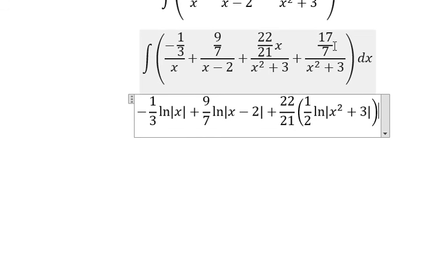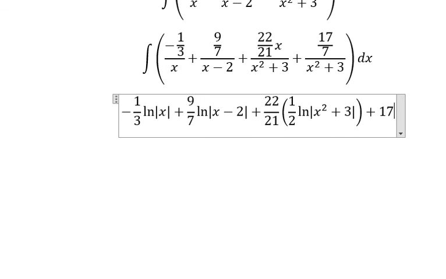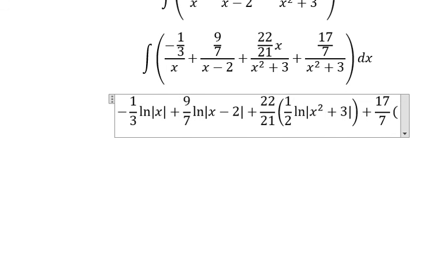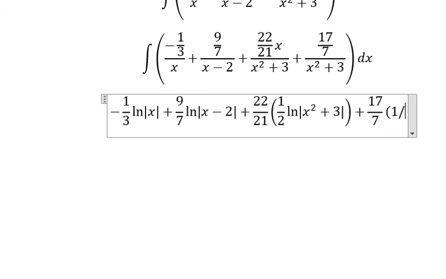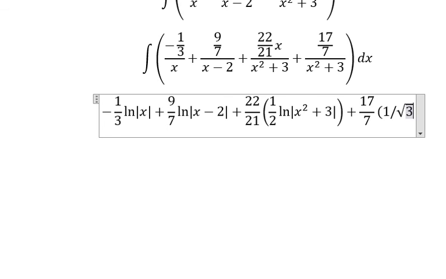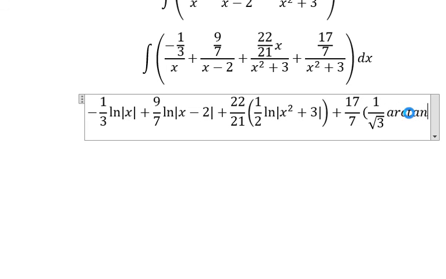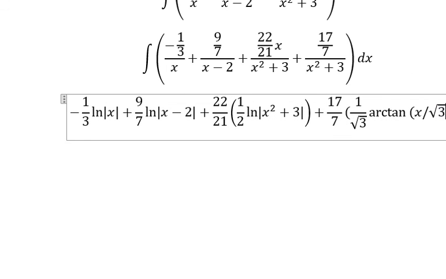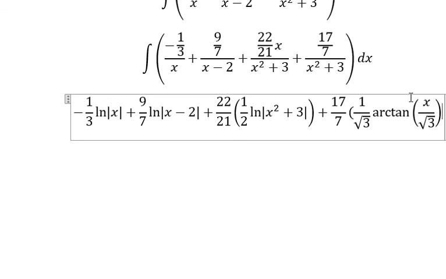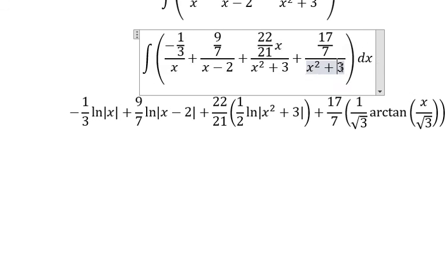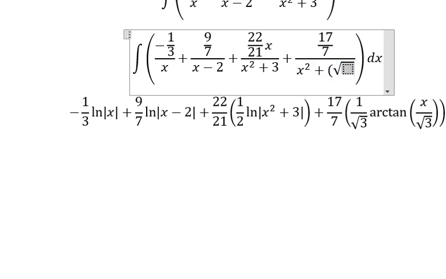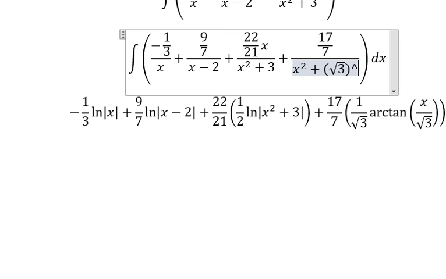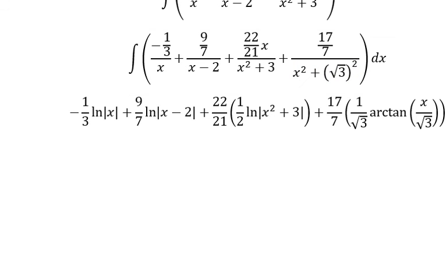The integration of this one, we have 17 over 7, and we have 1 over the square root of 3, arctan of s over the square root of 3. Because 3 is the square root of 3 to the power of 2 in here. And I will put C.